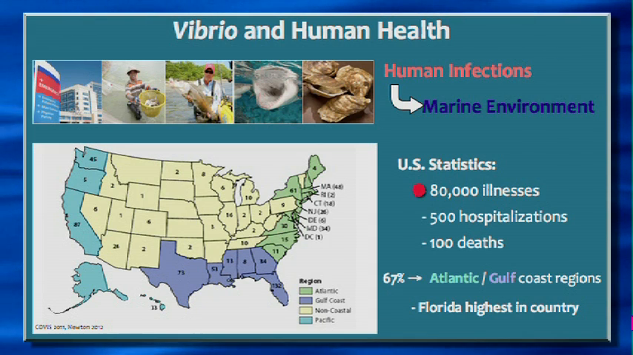These bacteria are responsible for about 80,000 illnesses in the United States alone every year, and they do occur all throughout the world. They're responsible for about 500 hospitalizations and ultimately about 100 deaths. The majority of these cases, about 67%, occur in the Atlantic and the Gulf regions. Again, this is going to be due to the warmer water as well as more people going out on the water. And Florida has the highest in the country, which isn't very surprising since it's pretty much summer here year-round, even though we do have 2 seasons. And we do have a lot of people that are, again, using this waterway system.